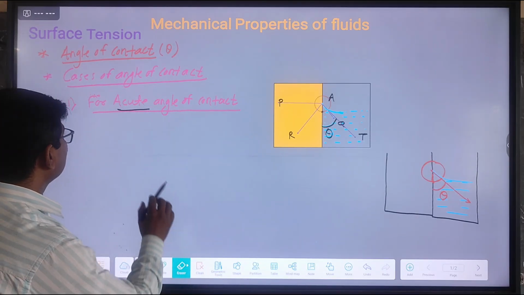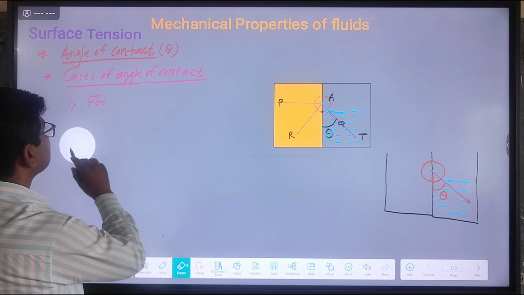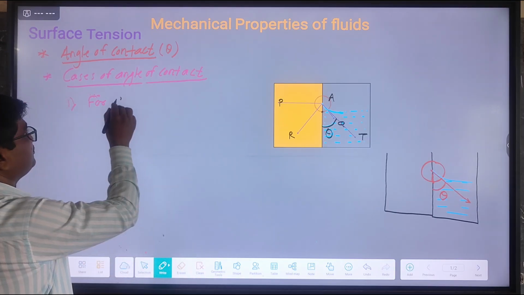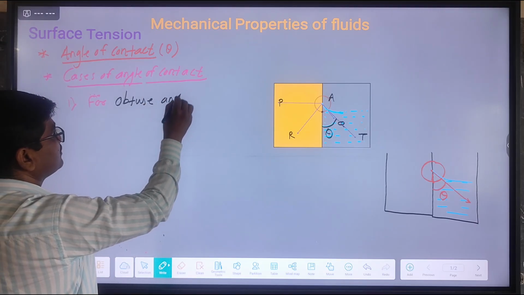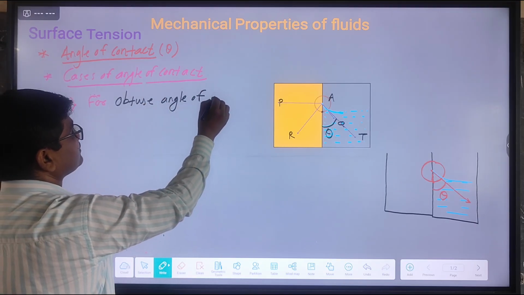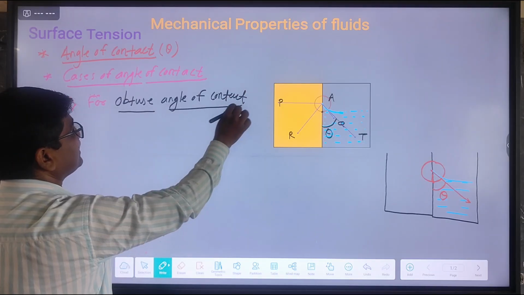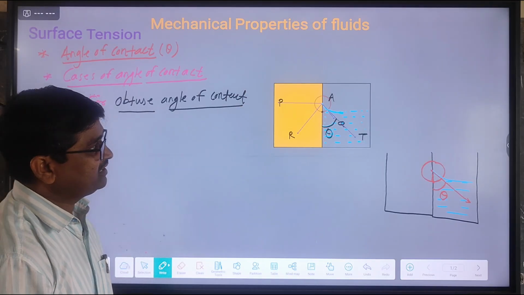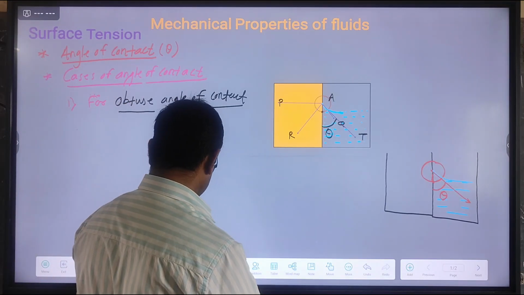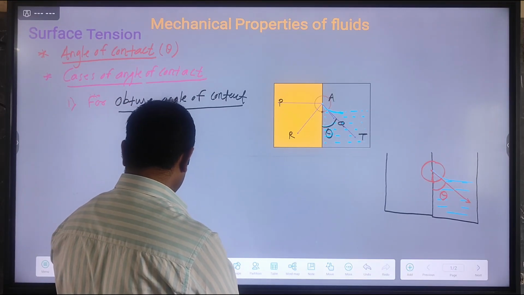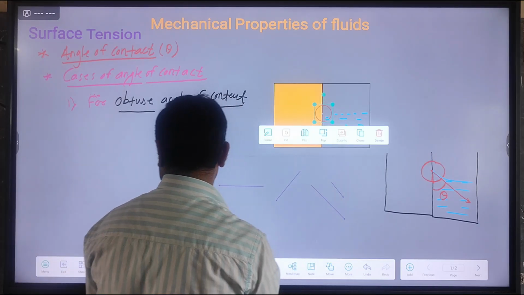Next concept, for obtuse angle of contact. The angle of contact is obtuse, it means greater than 90 degrees. The diagram will be the same. The diagram is exactly the same. Now let's see the diagram. So this is the point of contact.